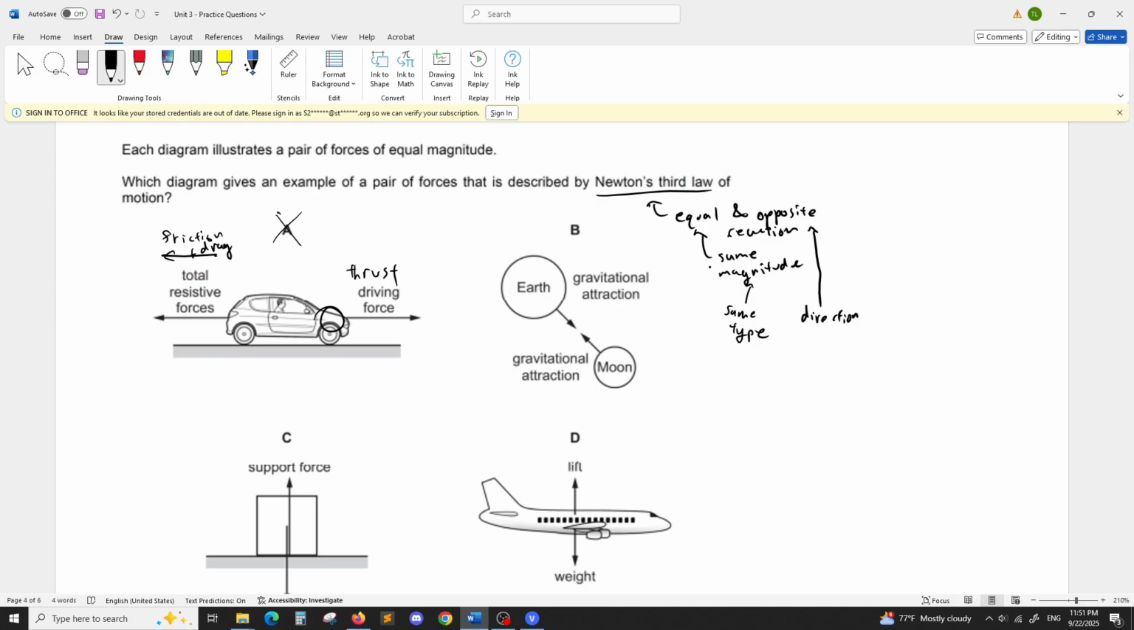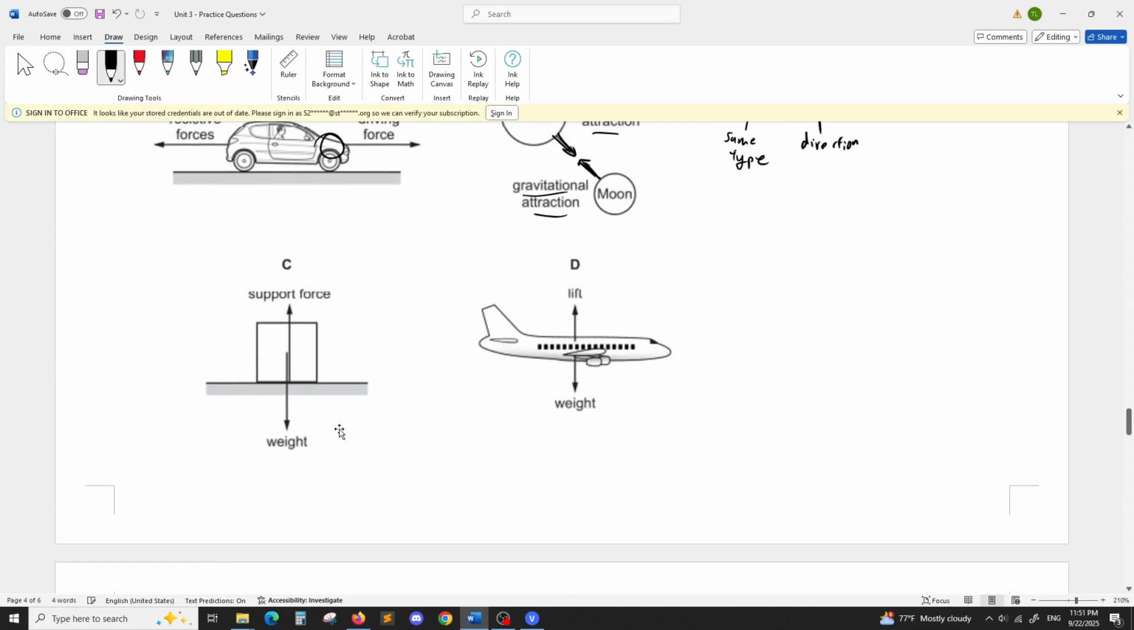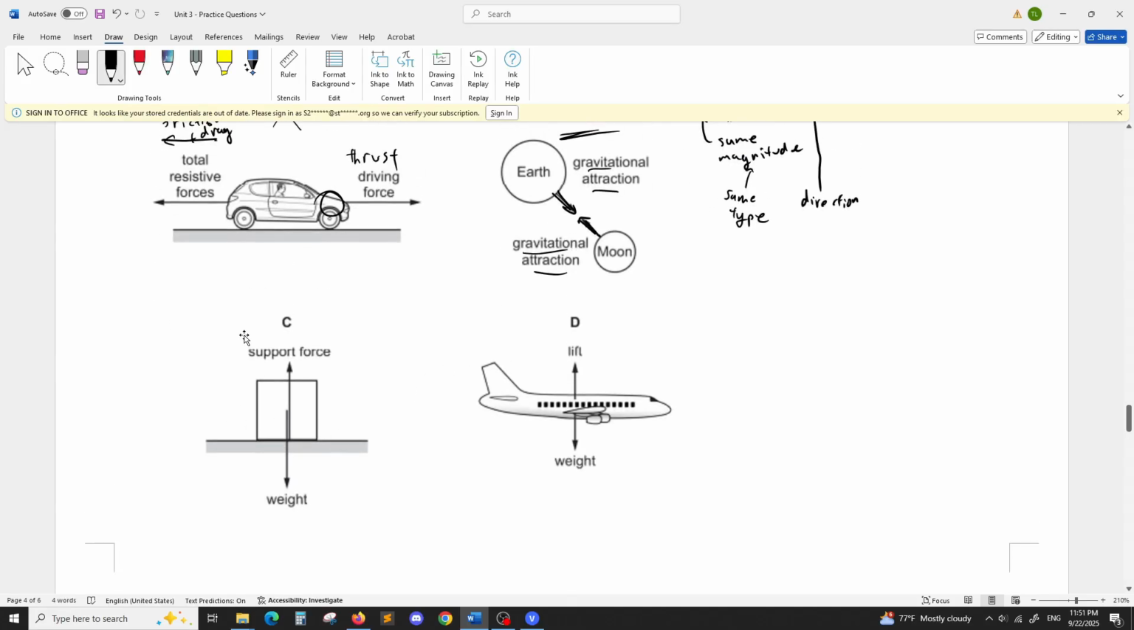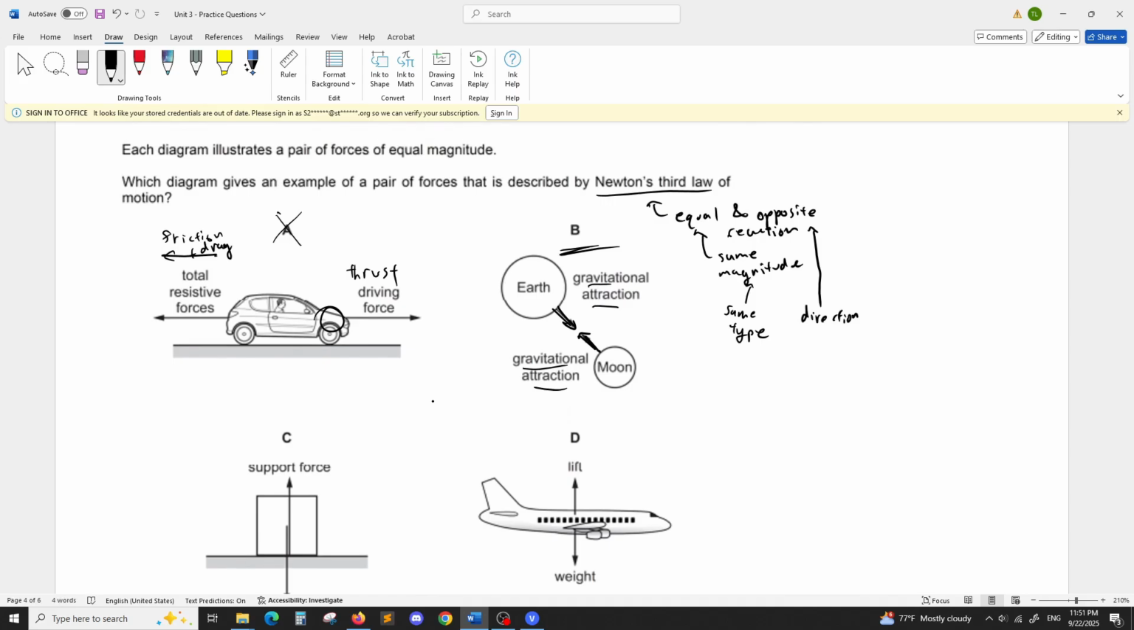B, it seems that we have gravitational attraction and gravitational attraction, so they seem to be the same type and the same magnitude, and they go in opposite directions. One goes towards the moon, one goes towards the earth. So it's most likely going to be B. Let's look at the other choices. C, support force and weight. These are not the same forces, and the same thing goes for D. So basically we can just select B.